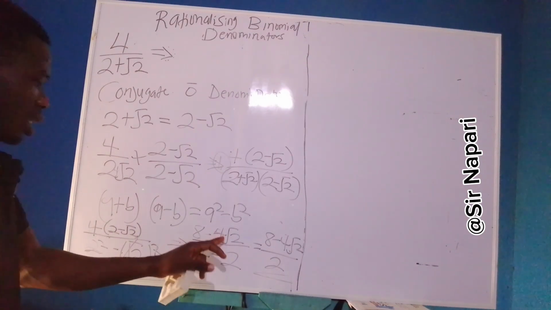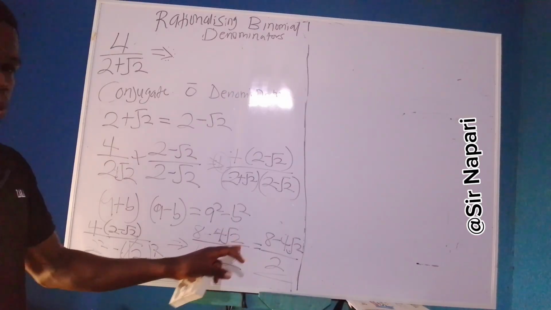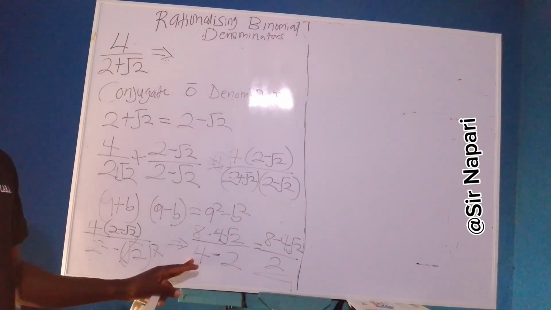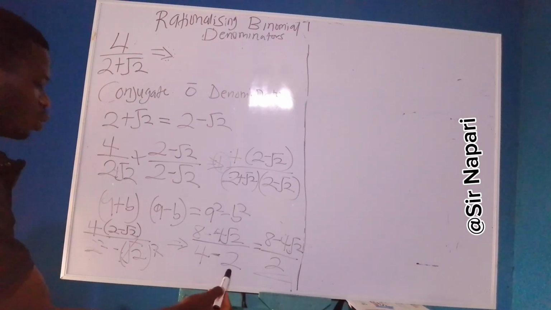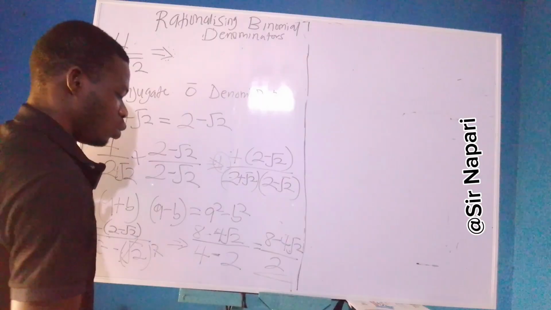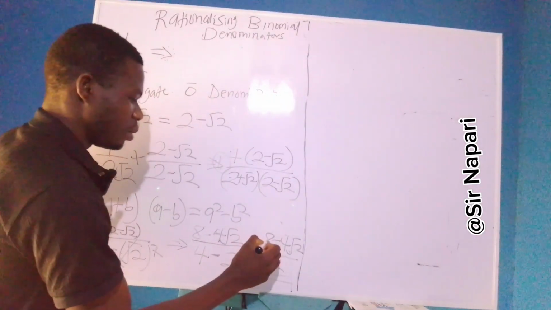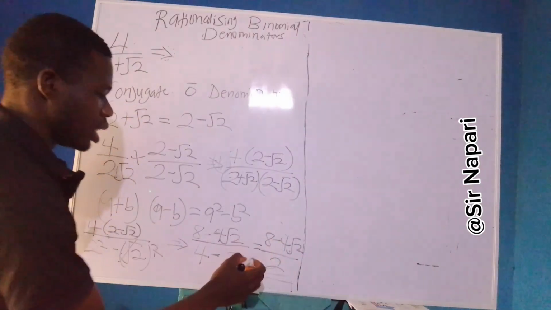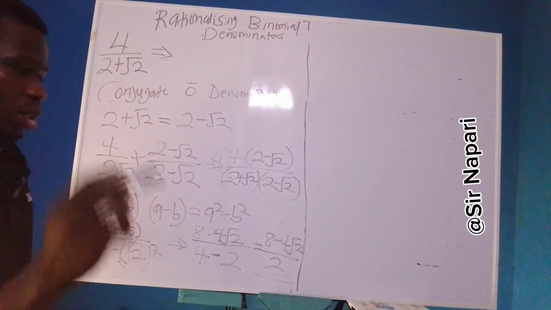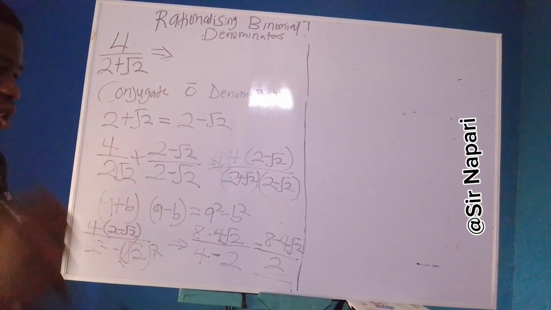And then we now have 4 times 2 will give us 8. 4 times minus root 2 will give us minus 4 root 2. All divided by, here we have 2 squared, which will give us 2 minus 2. Then we'll simplify further to get 8 minus 4 root 2, all divided by 2. And I caution you, don't be tempted to subtract the 4 from the 8. They are not like terms. The 4 here is together with the root, but there's no root here.